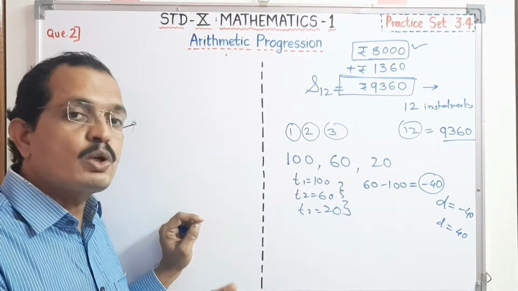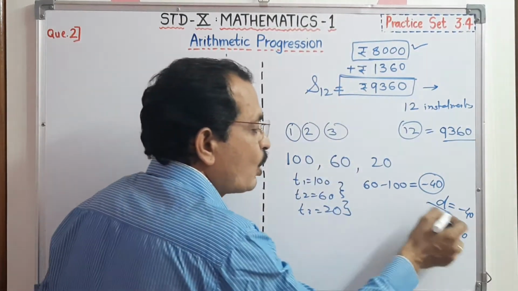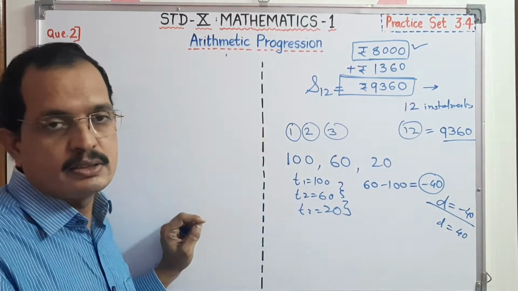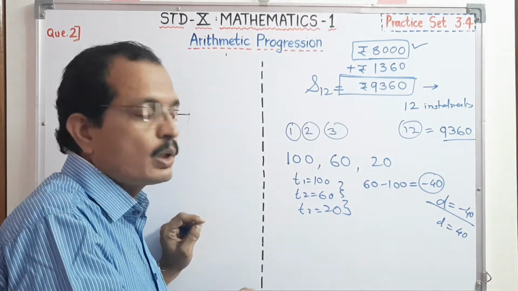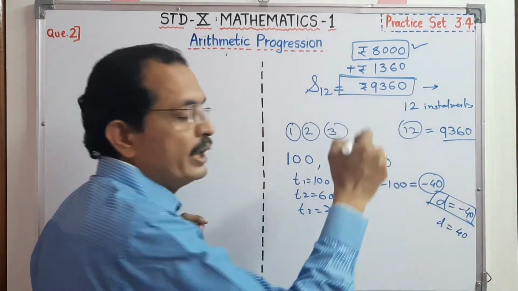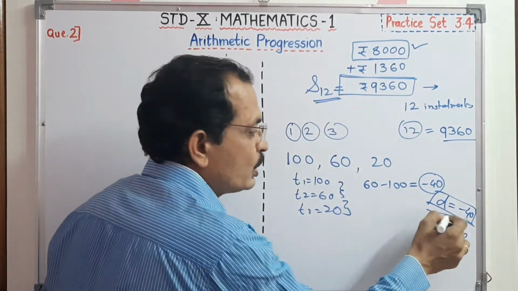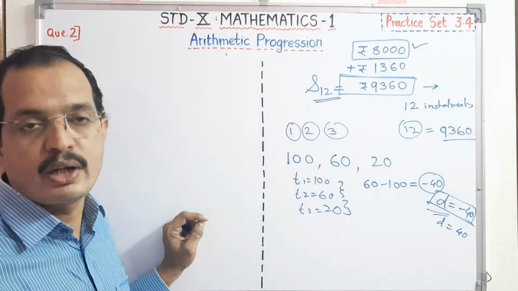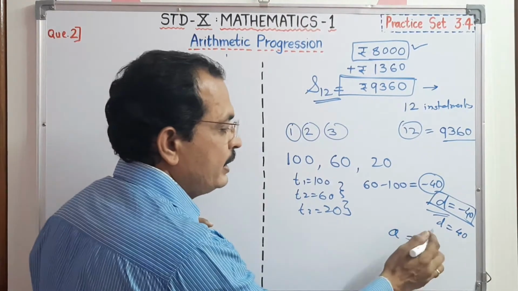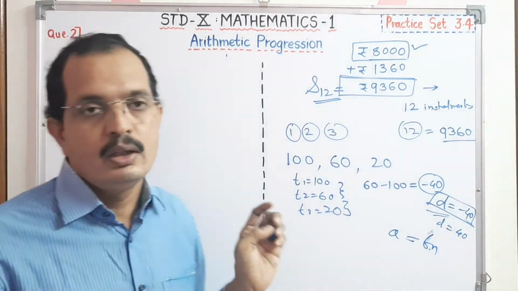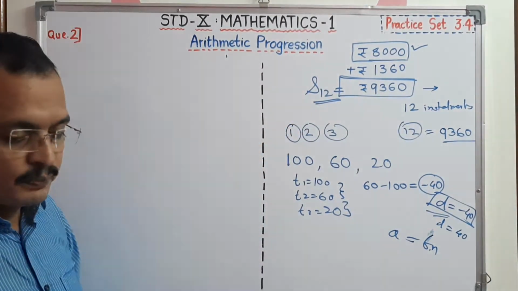When the next installment is less than the preceding installment, the common difference will be negative. Therefore, here the next installment is less by 40 than the preceding installment. Therefore, d is equal to minus 40. Now, dear student, we know S12, we know the common difference, and we have to find out a and Tn, the last term. I think everyone understood the concept. Now we have to start. Now see here.